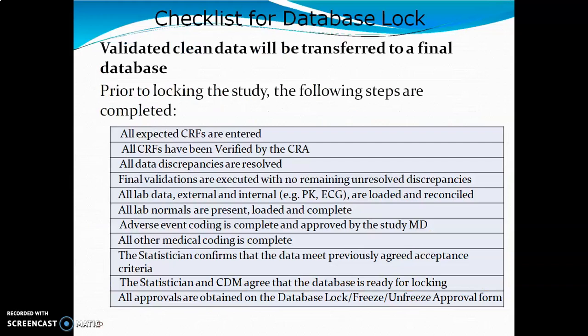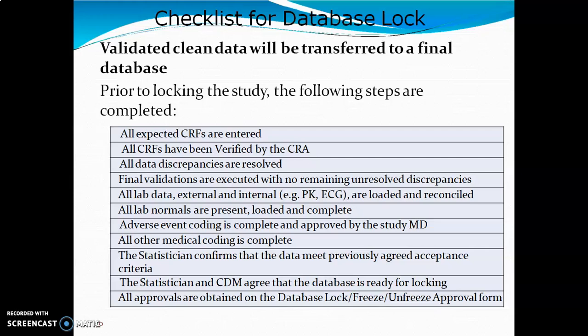Now the checklist for database lock. Before locking, what documents are required? All expected CRFs, case report forms, are entered. All case report forms have been verified by the clinical research associates, because signatures are required from them. All data discrepancies are solved. We already talked about the discrepancies. Final validation is executed with no remaining or unresolved discrepancies.